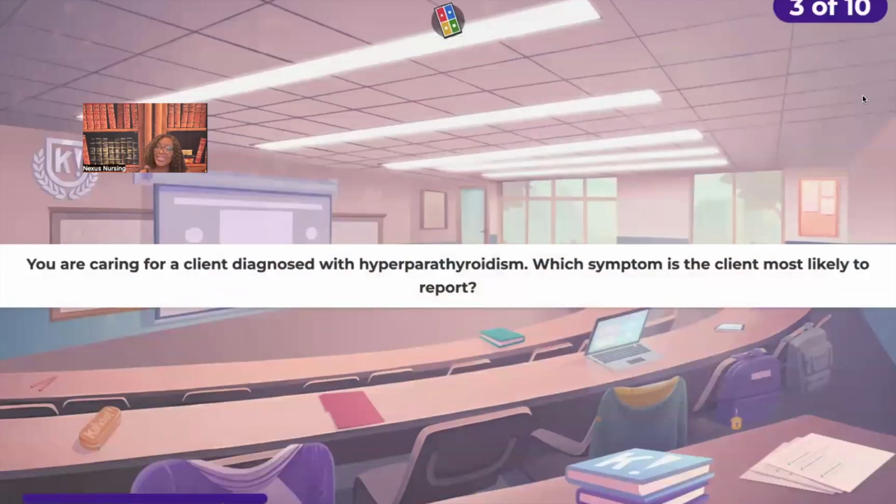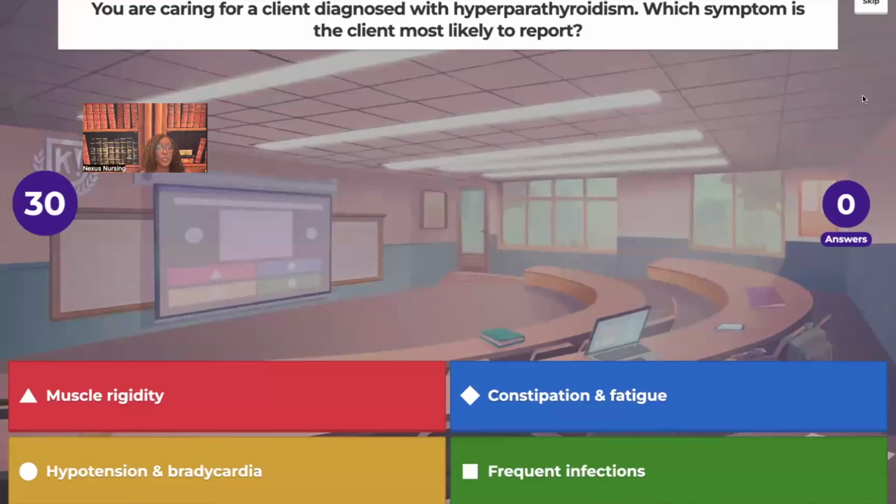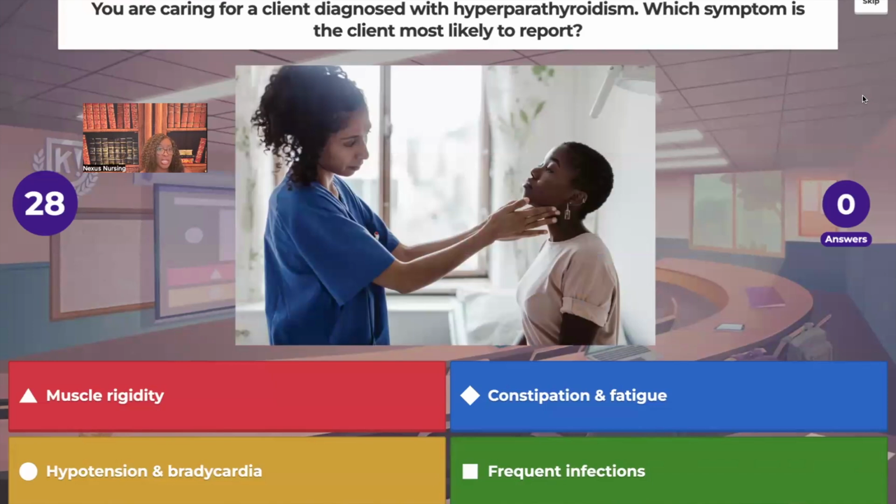You're caring for a client diagnosed with hyperparathyroidism. Which symptom is the client most likely to report? Would it be muscle rigidity? Would it be constipation and fatigue? Would it be hypotension and bradycardia? Or would it be frequent urination? We're talking about hyperparathyroidism.